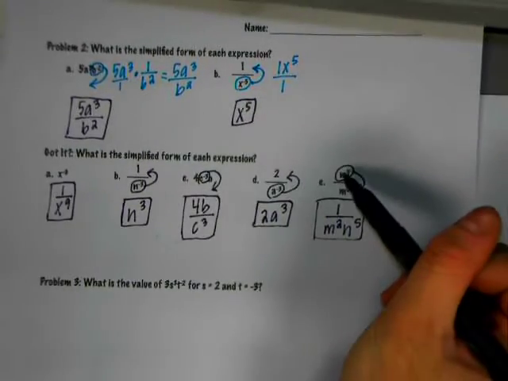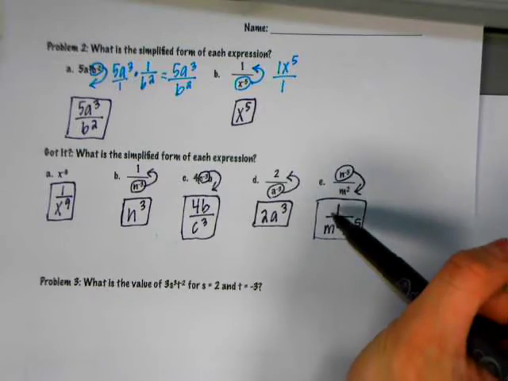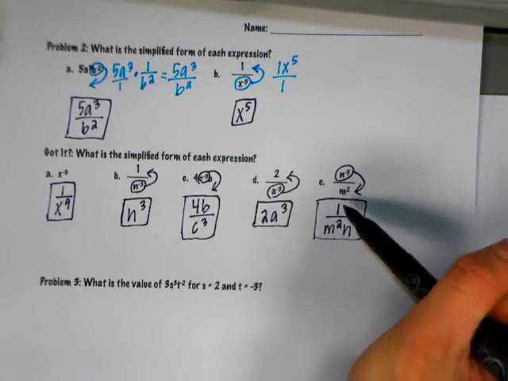I just put it as a placeholder. So there's always an invisible 1 in front of everything. But since there's nothing left up there and you have to put something in the numerator because it's a fraction, you just put a 1.